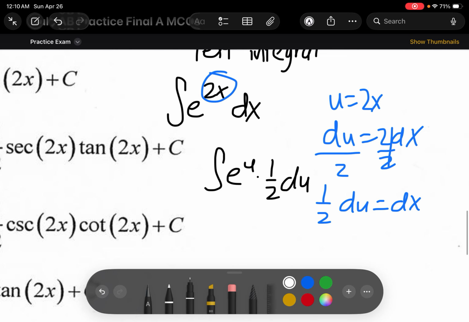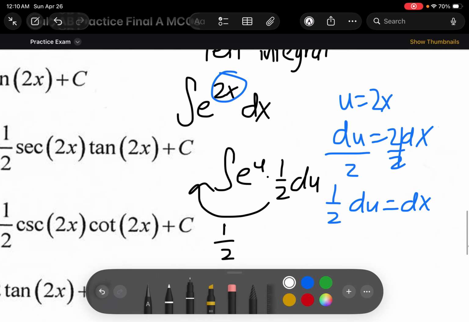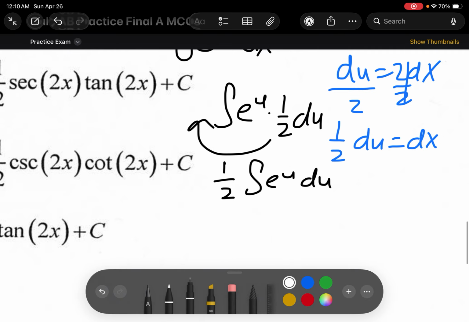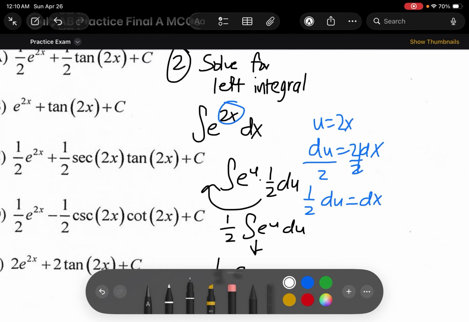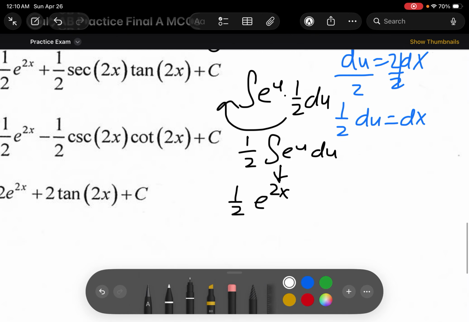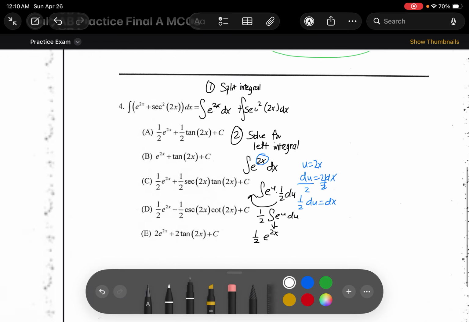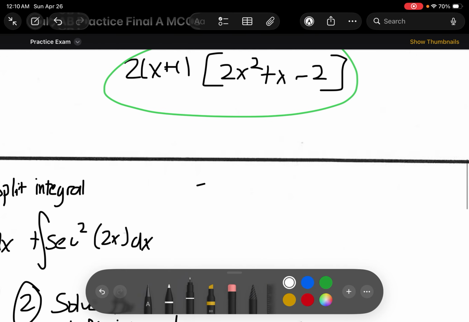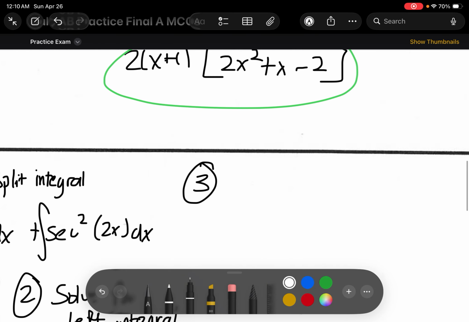I would prefer bringing your constants in front of the integral so things don't get messy, which is going to be 1/2 e to the u du. And now we're going to simplify that. It's going to be 1/2 e to the 2x. And this is our left integral. Now we're going to do right integral.